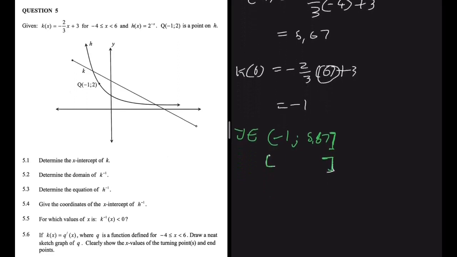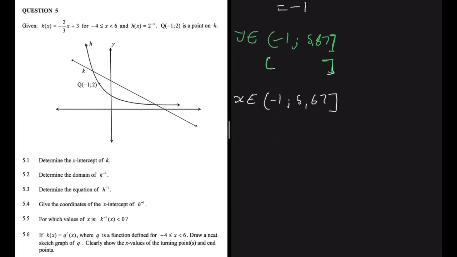So the domain of x inverse, we would have x an element of real numbers, and then we just put the range like we have talked about, right? So that is the answer for 5.2. Right, let's move to 5.3.